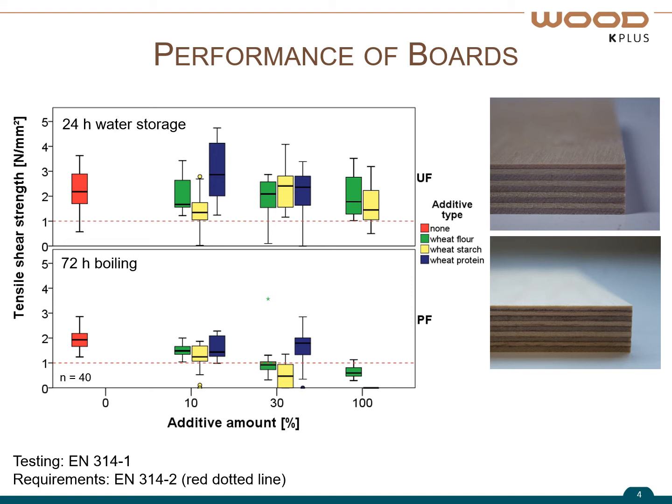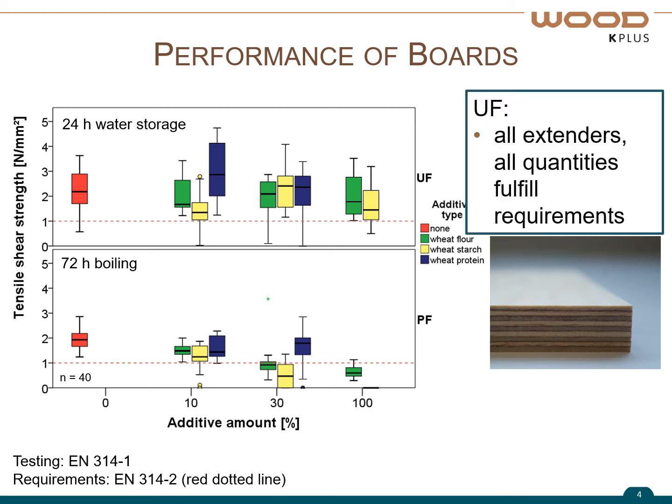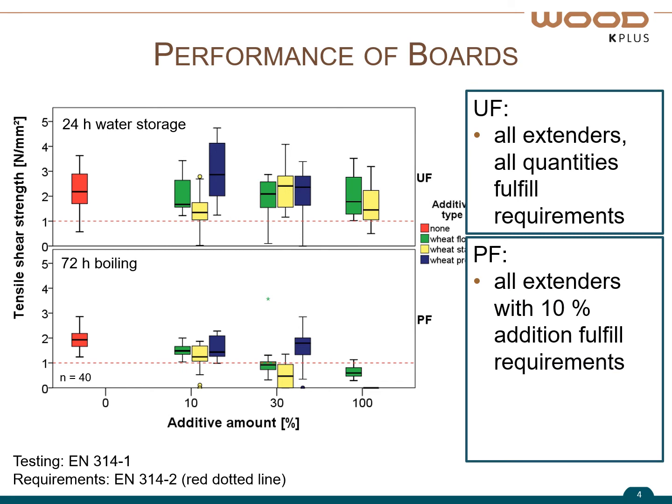To fulfill the requirements according to the standard, the tensile shear strength needs to be over 1 Newton per square millimeter, which is indicated by the red dotted line here. When looking at the results for the UF-based boards, the requirements are fulfilled by adding wheat flour, wheat starch and wheat protein at every amount. For PF-based boards, the requirements of the standard are met by adding up to 10% wheat flour and starch and 30% wheat protein. The protein addition was limited by its viscosity.